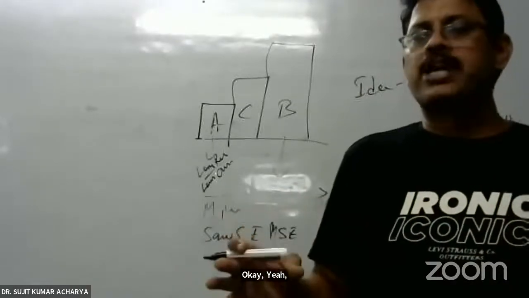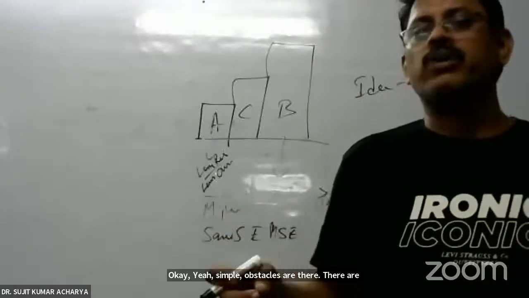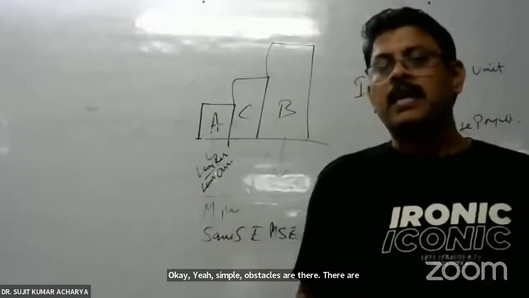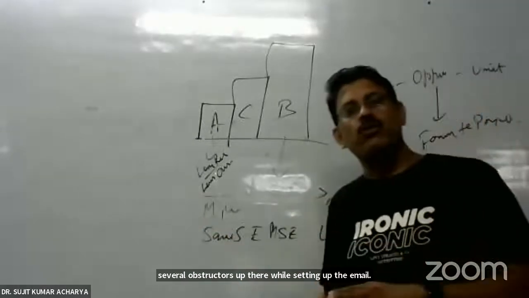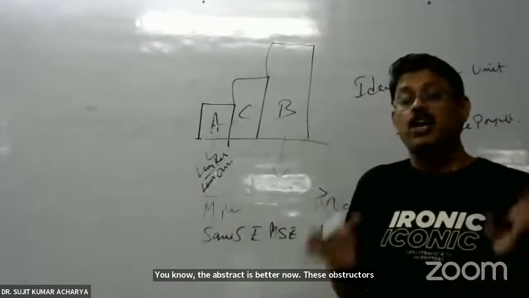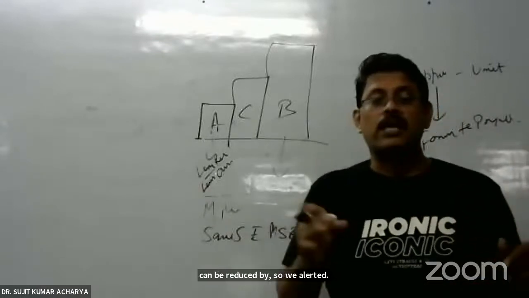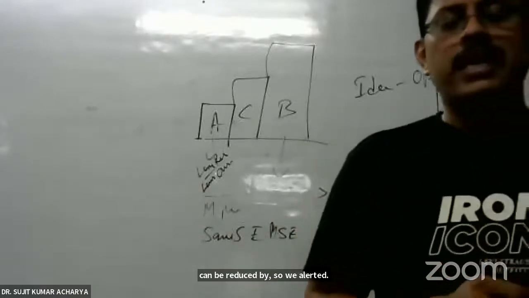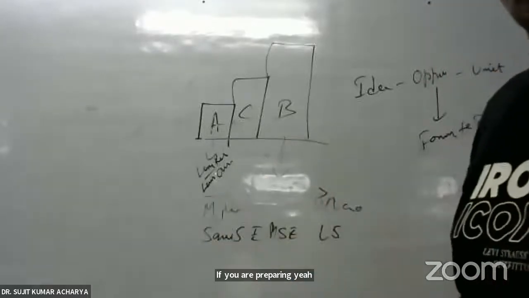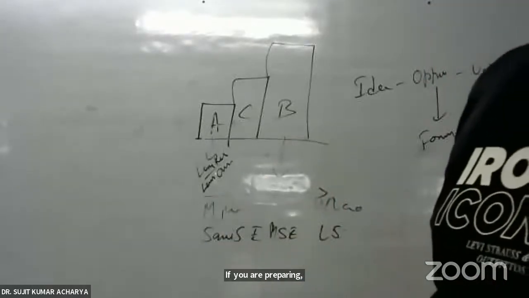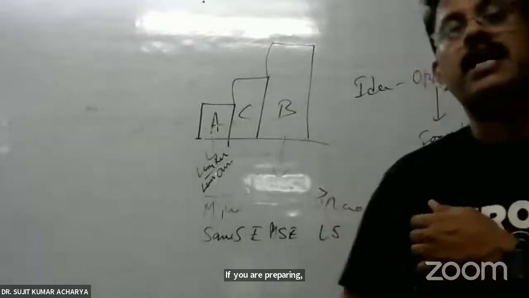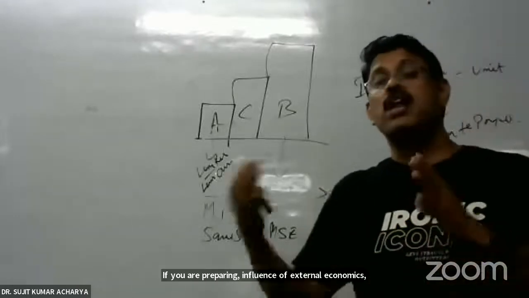There are several obstacles while setting up the unit. You know the obstacles better. Now, these obstacles can be reduced or even avoided if you prepare the project. What are the obstacles? One is the influence of external economics.